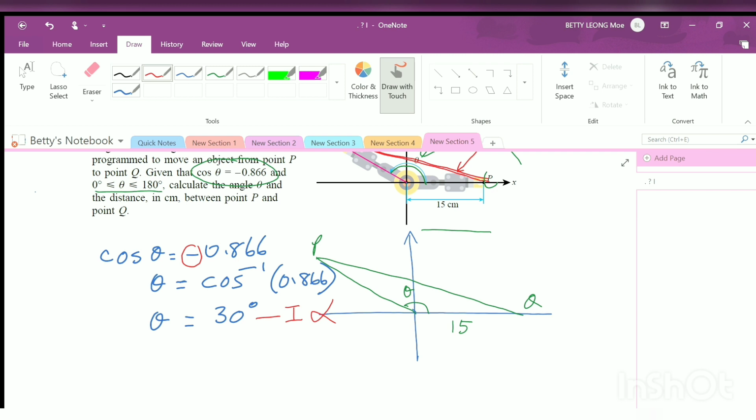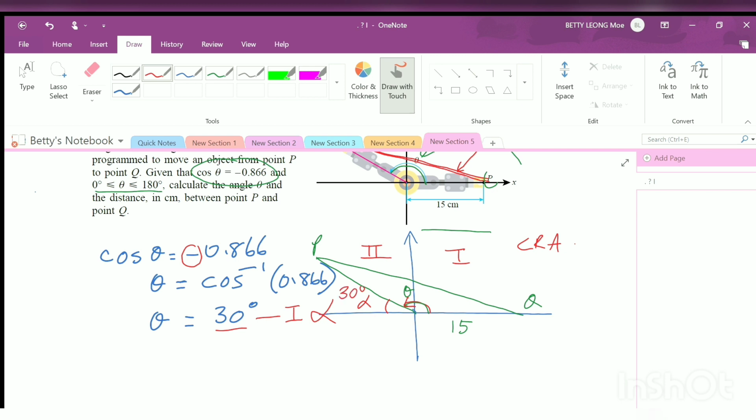So what is your theta? You have to look back here. This is the first quadrant. This is the second quadrant. So this is your theta. Yeah, this is your theta. So you have to find your alpha, your corresponding reference angle. So how to find it? Already here, this is actually 30 degrees.